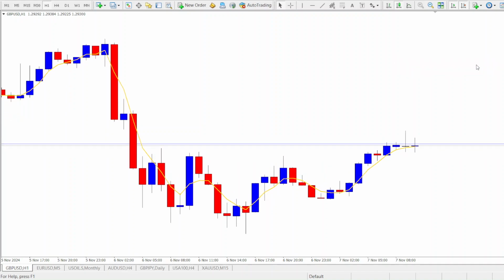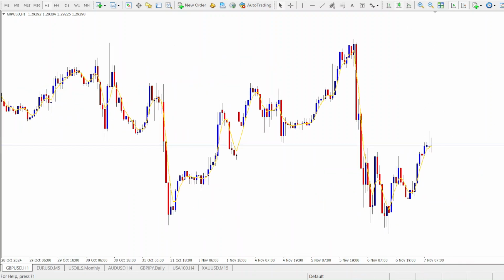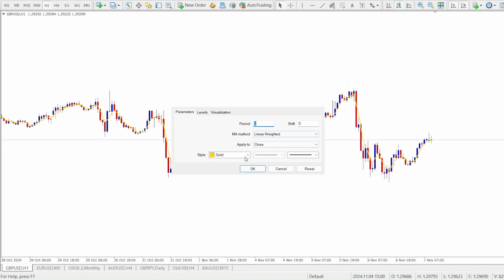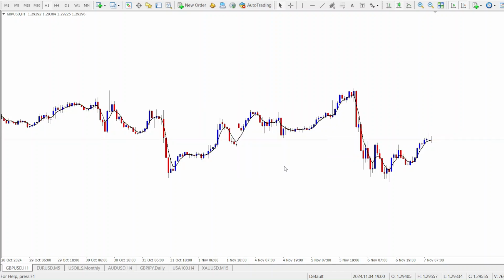All right, but anyways, you don't really need to do any calculations yourself, because the linear weighted moving average has already been programmed to do any necessary calculations for you. All you just need to do is use the moving average to get your signals and all of that.